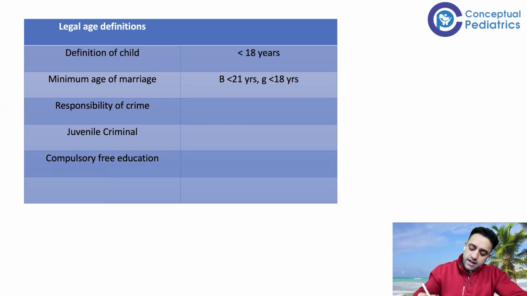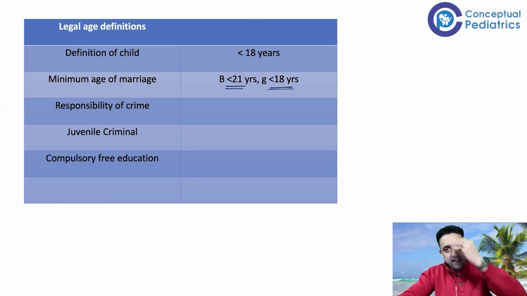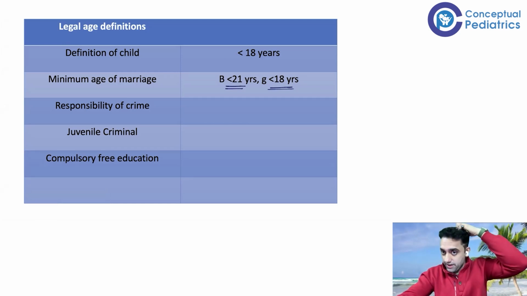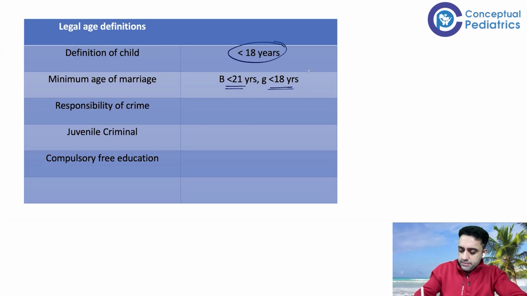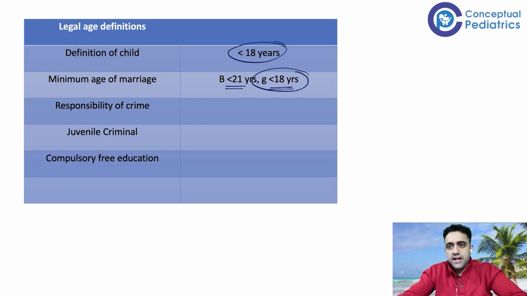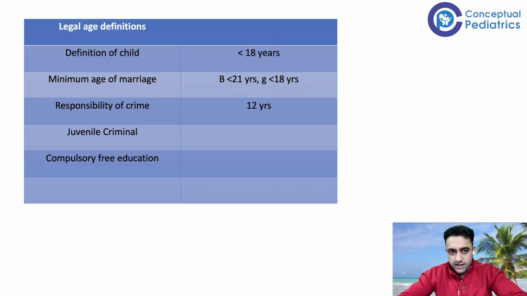What is the minimum age for marriage? For boys it is 21 years and for girls it is 18 years. The minimum age for marriage for boys is 21 and for girls 18. Remember 18 that way, because less than 18 years is a child.